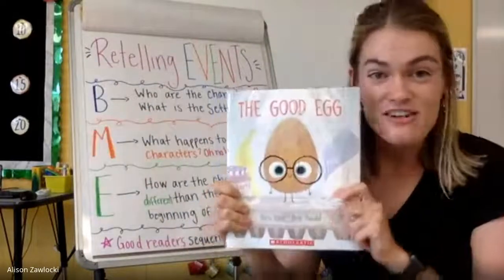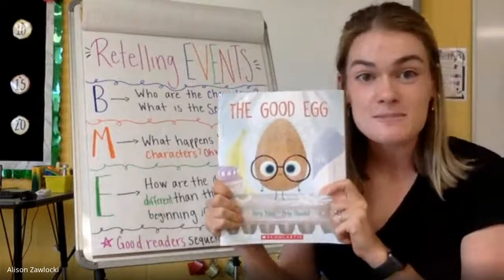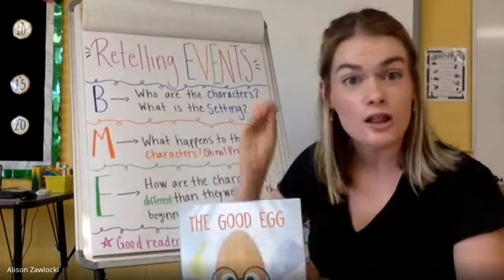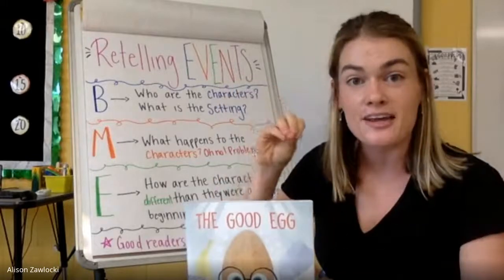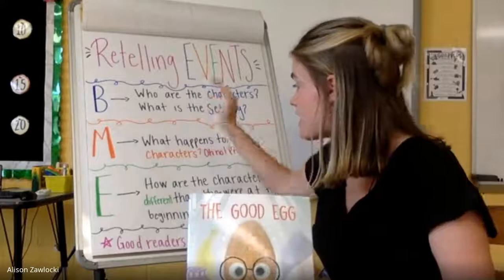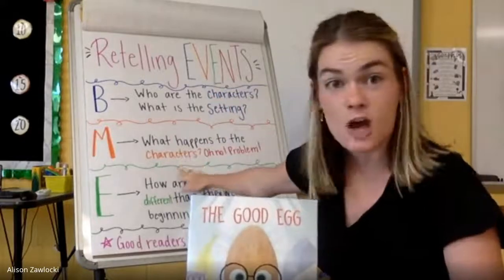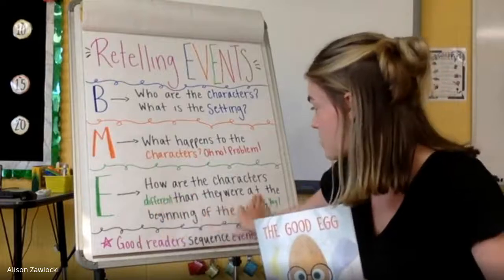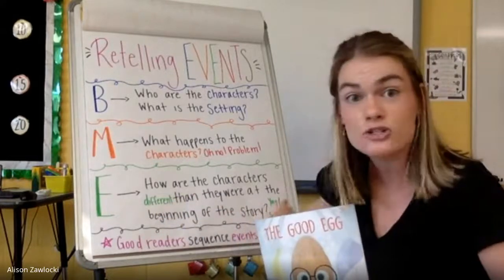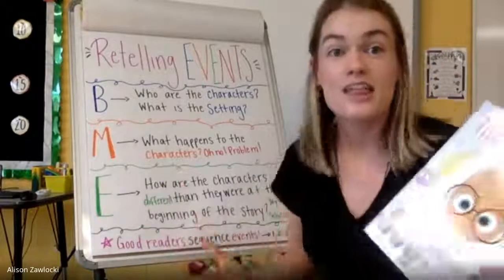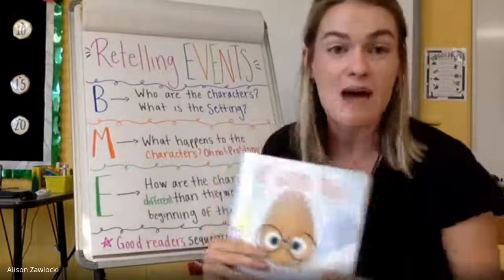Thank you so much for reading this story with me, boys and girls. Remember that we are going to retell events by looking at the beginning, middle, and end of the story. Who are the characters? What is the setting? What happens to the characters? Oh no, there's a problem. And then how are the characters different than they were at the beginning of the story? And usually, yay, a solution. And good readers tell the events in order of how they happened.